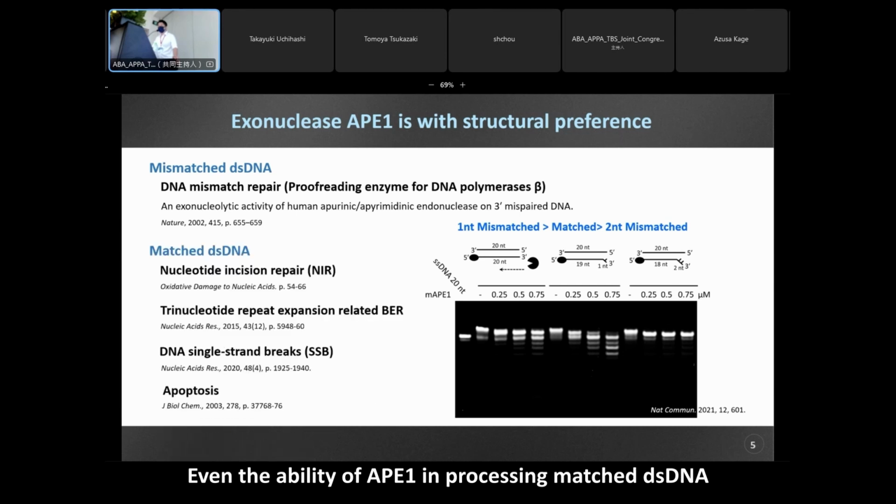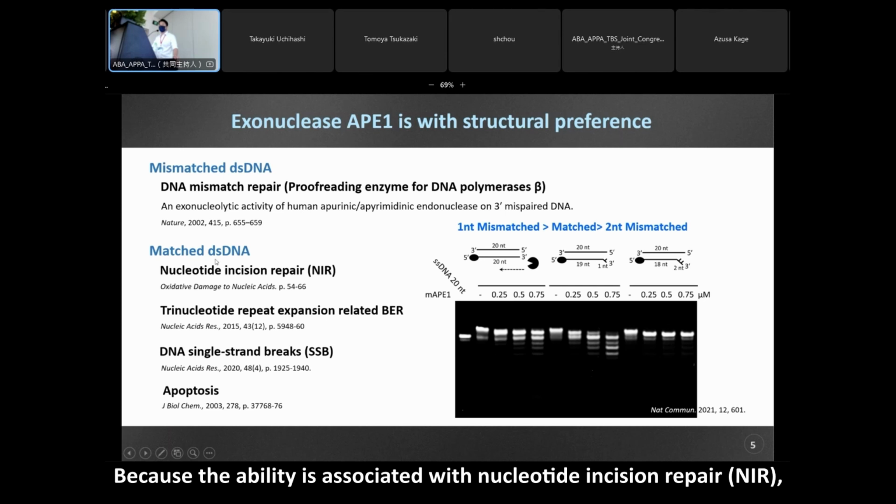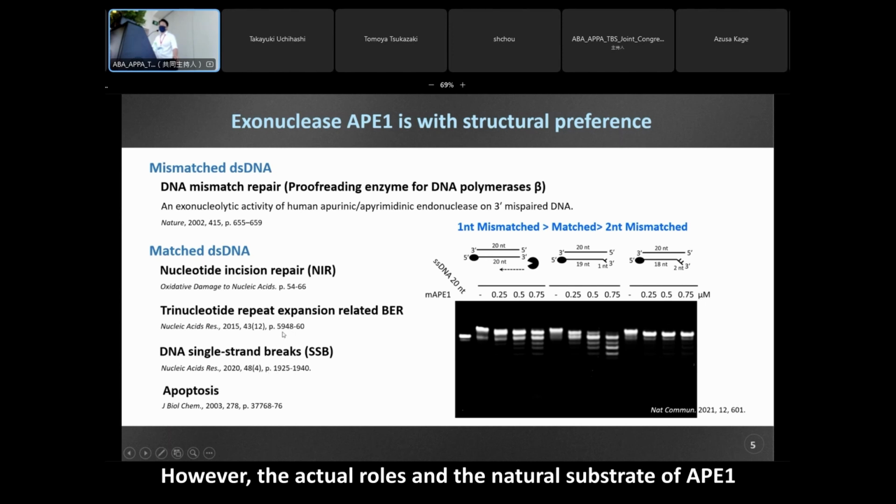Even though the ability of APE1 to process matched double-strand DNA is weaker than processing mismatched double-strand DNA, the ability of matched DNA processing is also very important, because it is associated with nucleotide incision repair, NIR, trinucleotide repeat expansion related BER, DNA single-strand breaks, and apoptosis. However, the actual role and the natural substrate of APE1 in those DNA repair pathways remain unclear.